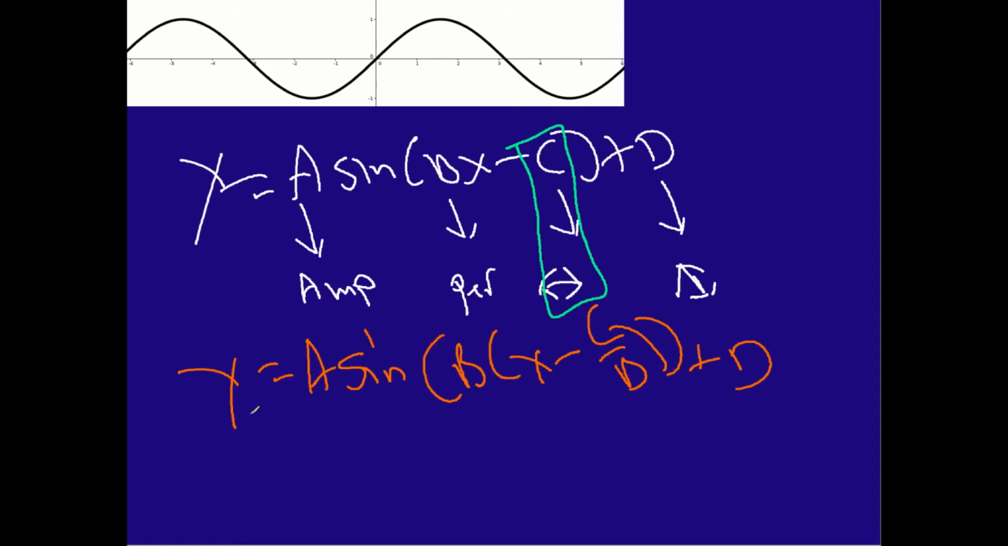However, the key point is that by doing c over b, you can figure out what the phase shift is. That's the point. Of course, the original equation is much more efficient. It just makes more sense in many ways. But this particular rewriting of it is useful for figuring out the phase shift.